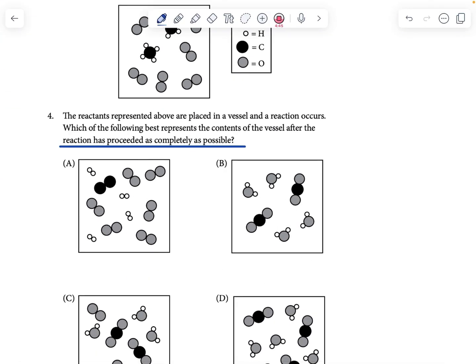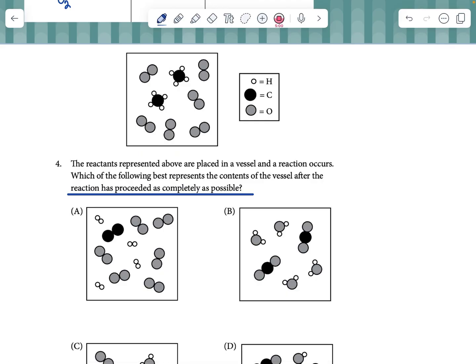So the reactants represented above are placed in a vessel and this reaction occurs. Which of the following best represents the contents of the vessel after the reaction has proceeded as completely as possible? So we need to know a few things. We're going to have some extra stuff left over. The question kind of implies that. It's saying that it can't proceed to completion, but it can do as much as it can.